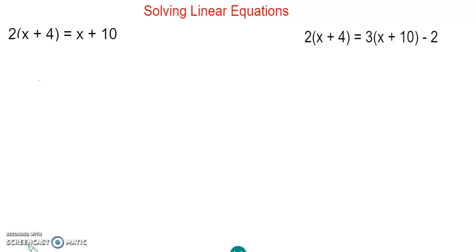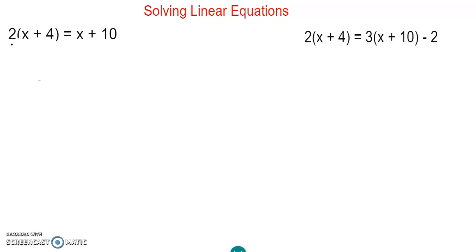We're going to start by looking at the left hand side of the screen at the equation that I've got there, which is 2x plus 4 equals x plus 10. The first thing that we need to do, so step 1, is expanding the brackets.